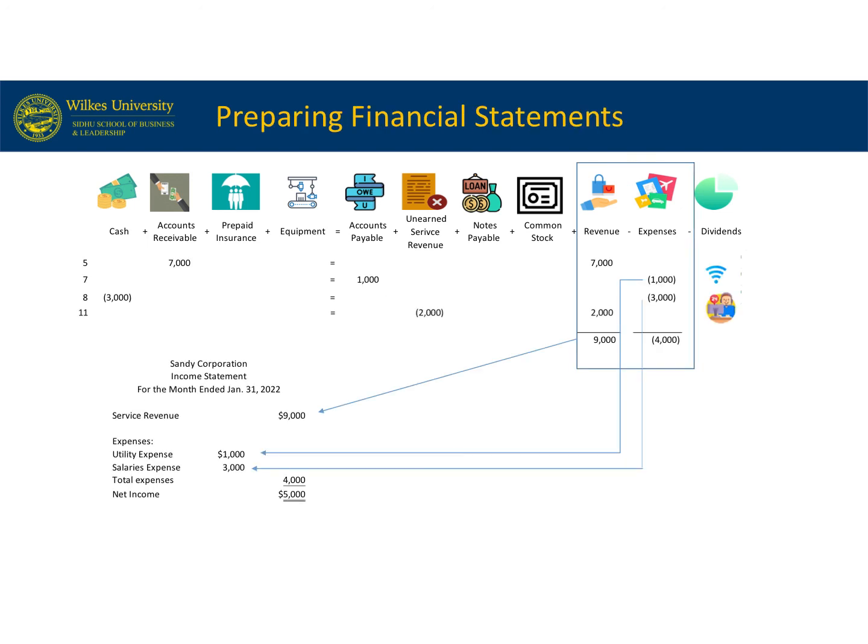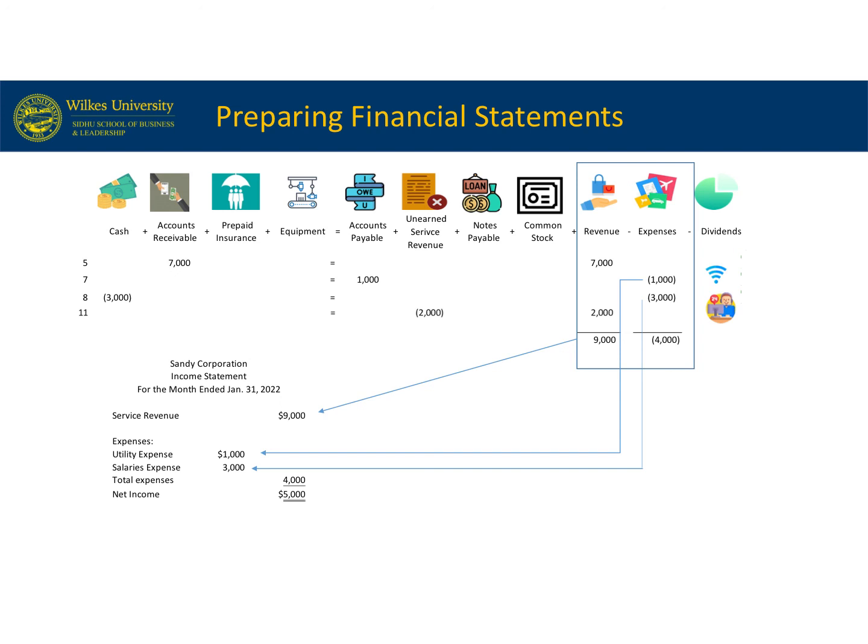Financial statements can be prepared from these accounts. Isolating the income statement accounts, you can see the total revenue of $9,000. The expenses should be listed separately, so it is important to know that $1,000 was from utility expense and $3,000 from salary expenses. The total expenses is $4,000, so the net income is $5,000.